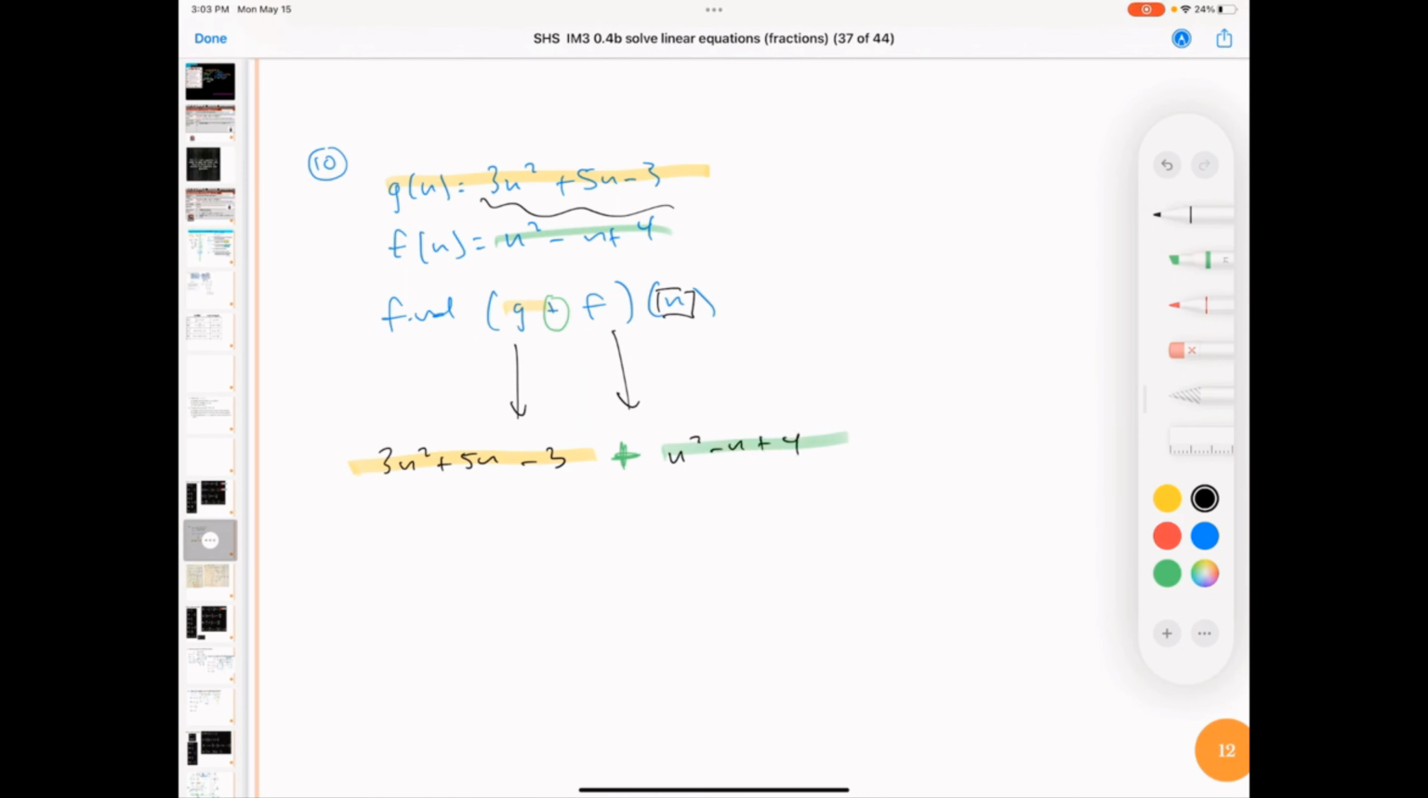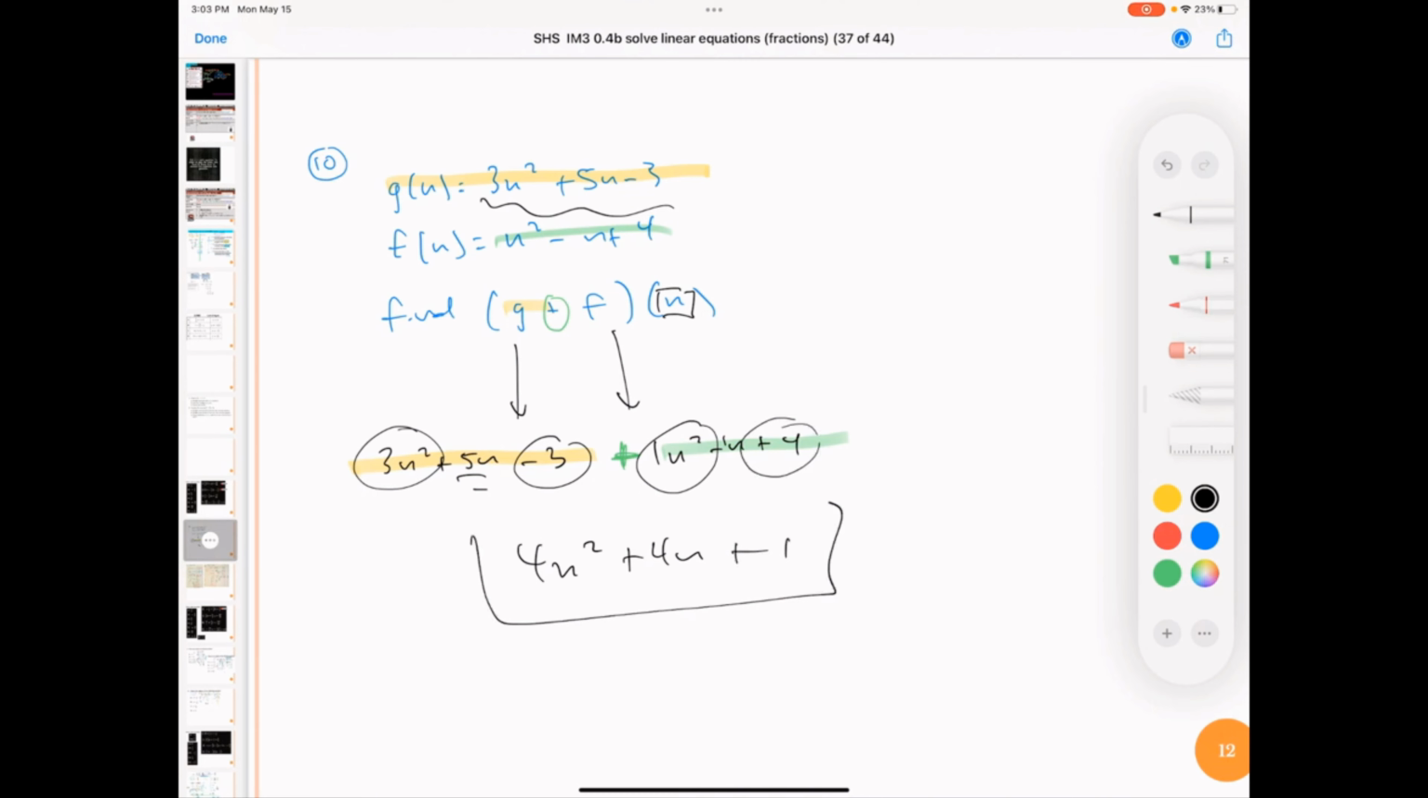And because you're adding, you're just combining like terms. So I have 3 plus 1 will be giving me 4n squared. You'll have plus 4n, and that will be plus 1. And this will be our answer for number 10.